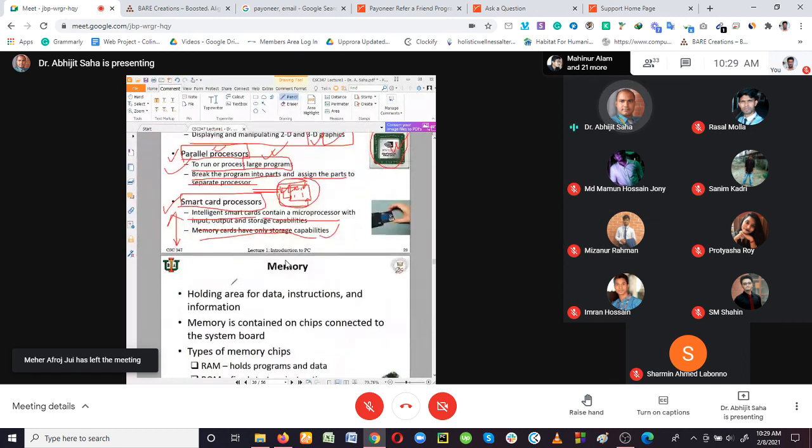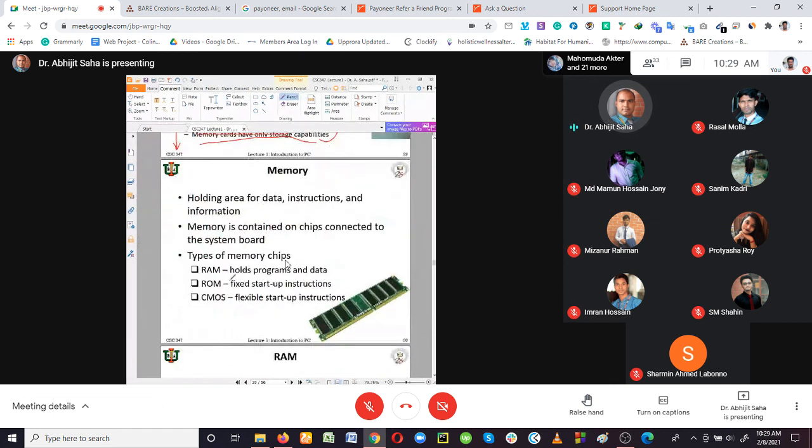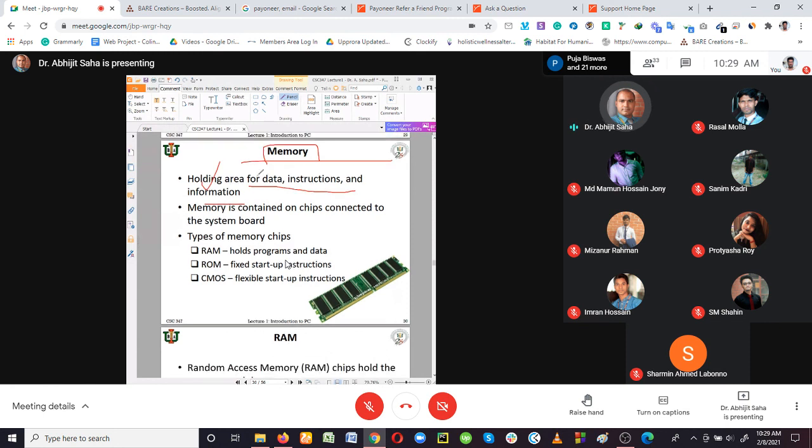Okay. Thank you, Mizanur. So here we are going to be talking about memory. You have already said that memory is a place where you can store data, instructions, and information. It holds the data, instructions, and information. We have already discussed it. Memory is contained on chips connected to the system board, right?